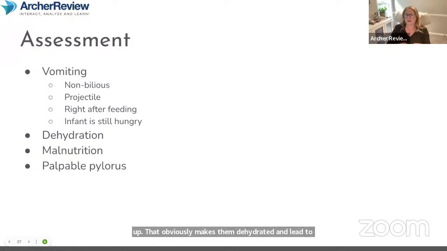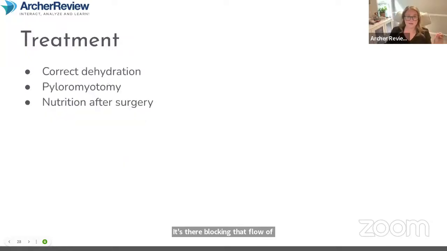And on assessment, when you hear all these things, I want you to then go and palpate, push on that baby's belly. Feel around, and if you feel a big olive-shaped mass, that's that palpable pylorus. It's there blocking that flow of food, and we have pyloric stenosis. What do we do about that? Well, got to do surgery. I told you, the pediatric GI surgeons there, they picked a good profession. There's a lot of these that require surgery. It's called a pylorotomy, and they're just going to take out that stenosed pyloric sphincter.